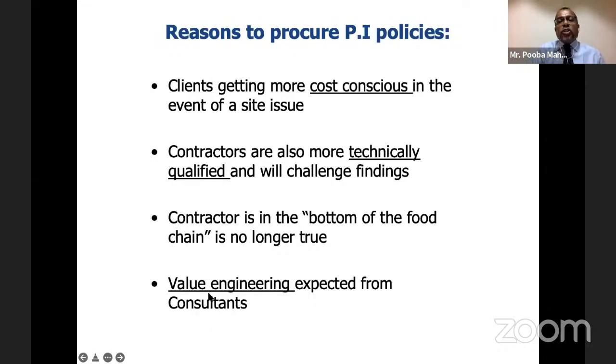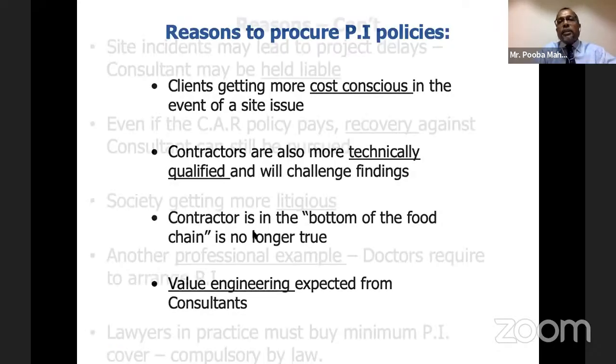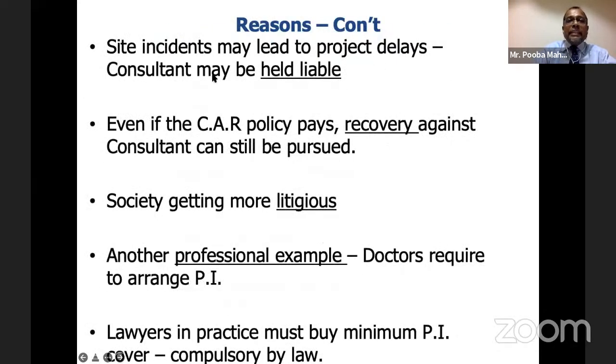Next one, value engineering expected from consultants. Consultants are expected to advise the client and avoid all these design problems and so on. Okay. Site incidents may lead to project delays. The consultant may be held liable. Even if the CR policy pays, recovery against the consultant can be pursued, because the CR insurance company will go after the consultant. So you need to be protected. You need to have a PI policy.